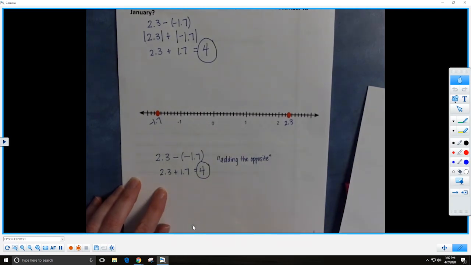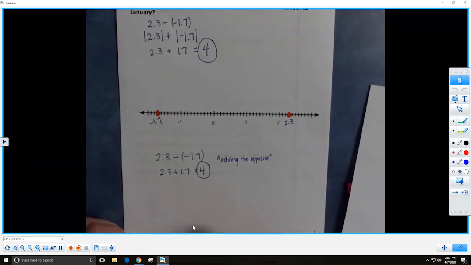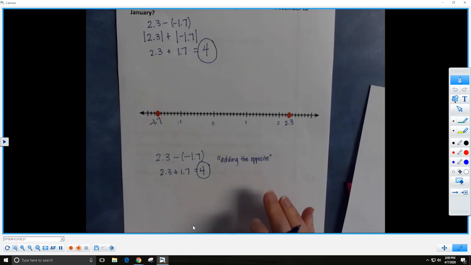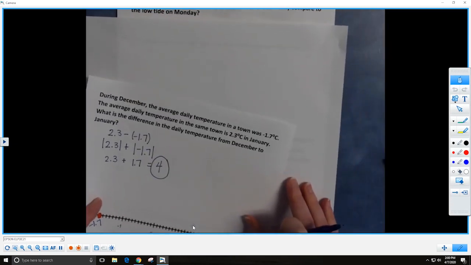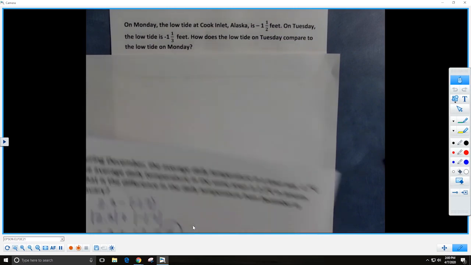Let's answer the question. The average daily temperature in January is 4 degrees Celsius, or the difference in the daily temperature, 4 degrees Celsius. Okay, let's use what we have learned so far to answer this question. Sorry. Okay, there we go.